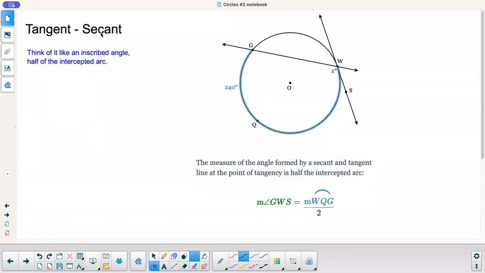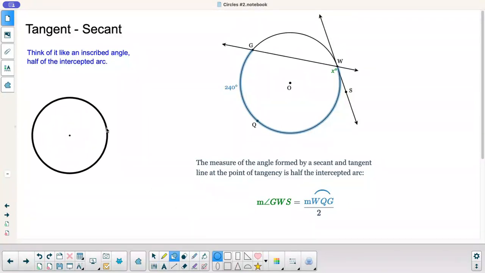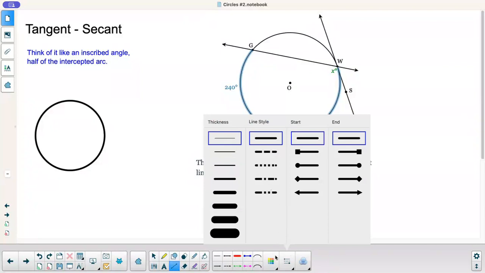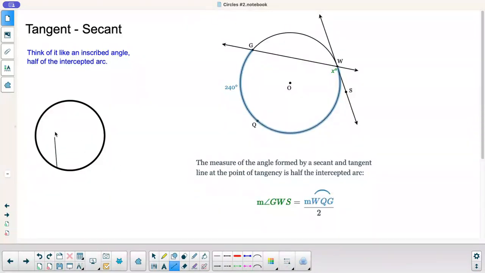All right, the last thing is tangent and a secant. Okay, so I want you to think of it like it's an inscribed angle. So remember, if you recall from the first unit that we did on circles, if I gave you an inscribed angle that looked like this, if this was x, this arc over here is 2x, okay?